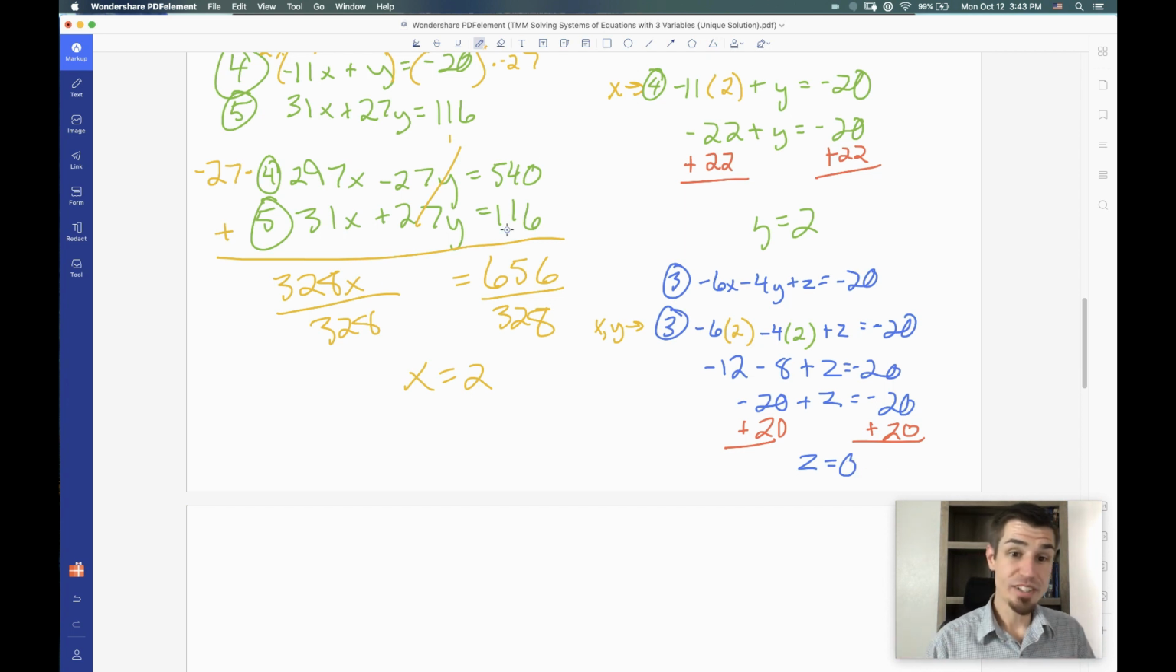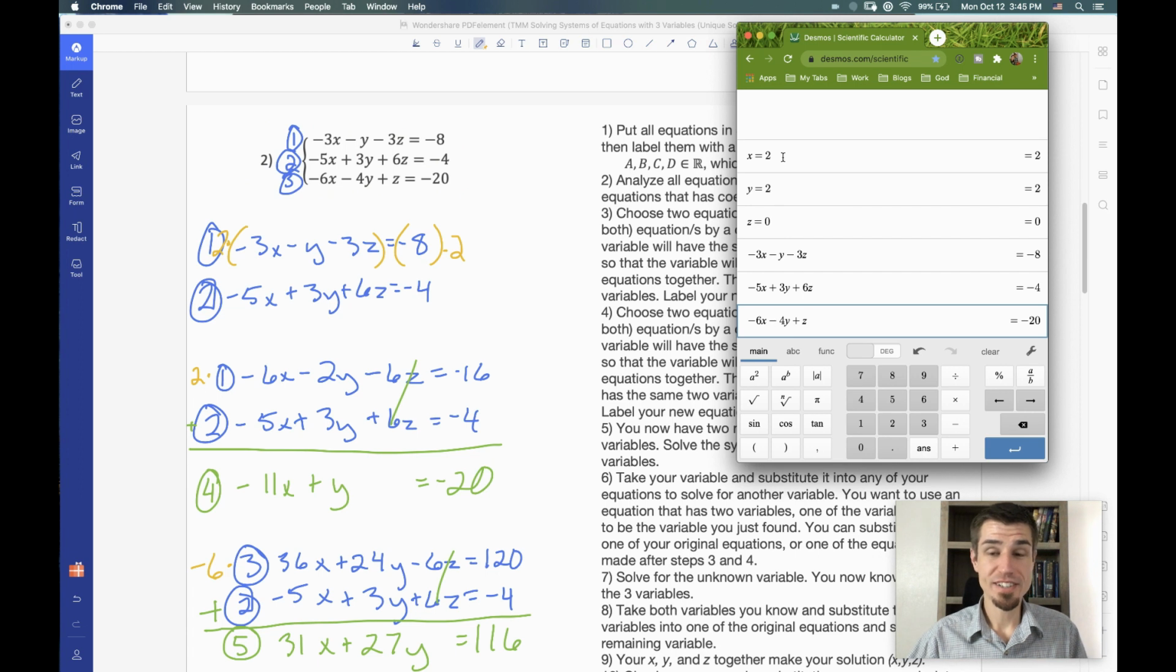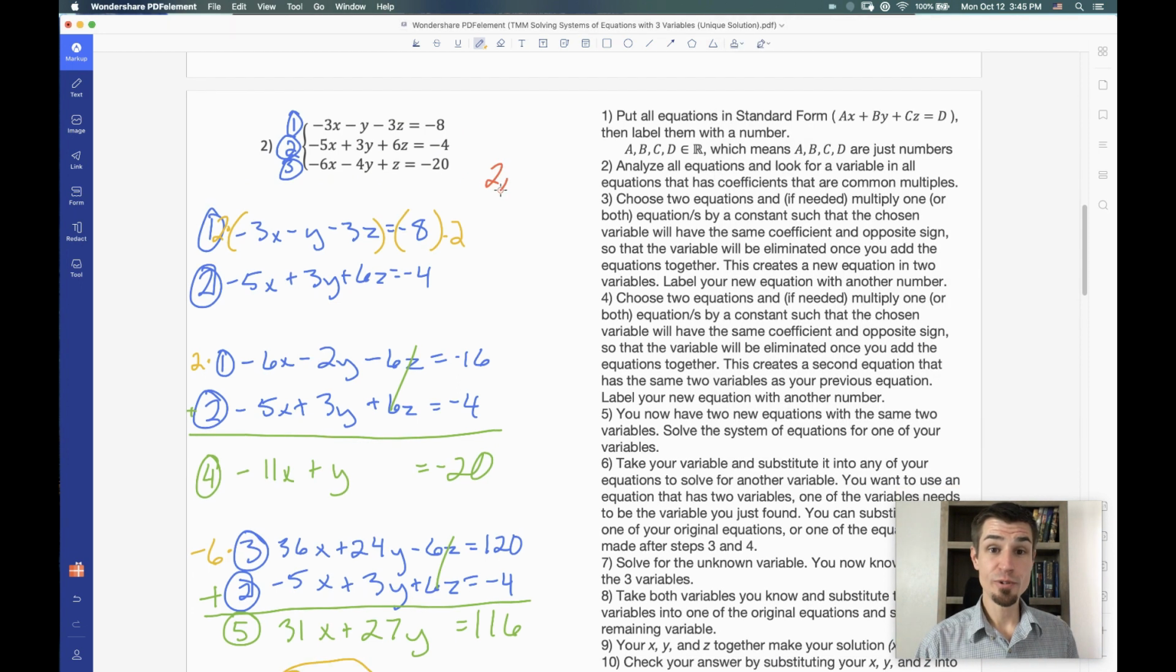Now, let's check it. We want to see if 2, 2, 0 will make all of those equations at the top true. So once again, we can use Desmos. I just said let x equal 2, y equal 2, and z equal 0, which is what our solution was. I plugged in equation 1 on the left side, and I got negative 8. So the left side equals the right, check. Plugged in the left side of equation 2, we get negative 4. The right side is negative 4, check. And plugged in the left side of equation 3, got negative 20, and hey, that's negative 20 as well. So when we substitute in 2, 2, 0, we get an x, y, z value that makes all equations true.